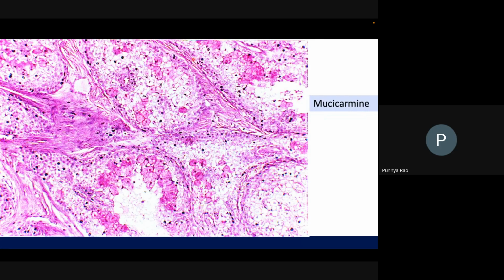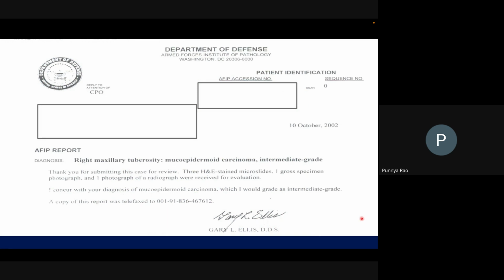But then we did a mucicarmine, and we could see that there was presence of mucous cells. So mucicarmine is a very good stain, especially for identification of the mucous cells, and then to give a diagnosis of clear cell mucoepidermoid carcinoma. It was an extremely tricky case. It was not easy to diagnose, and I just put it in because this was the case which we had sent to Dr. Gary Ellis at AFIP for the diagnosis, and he concurred with our diagnosis. This was during my post-graduation.